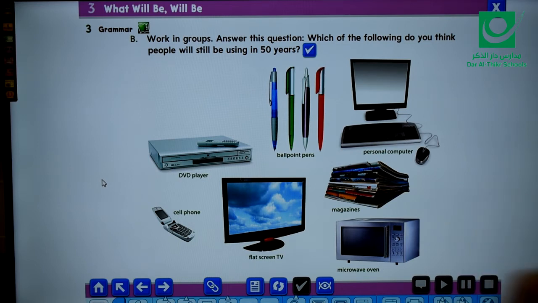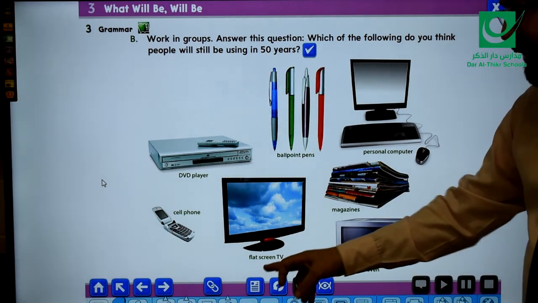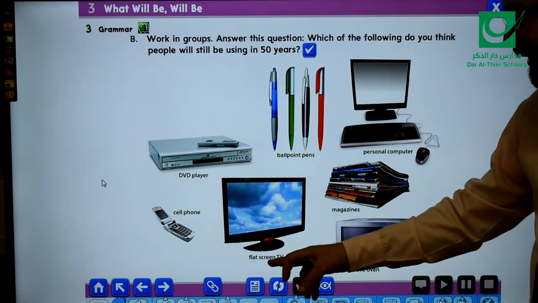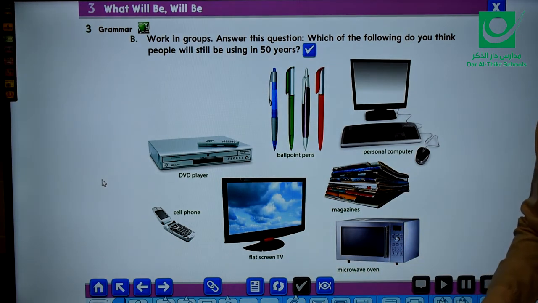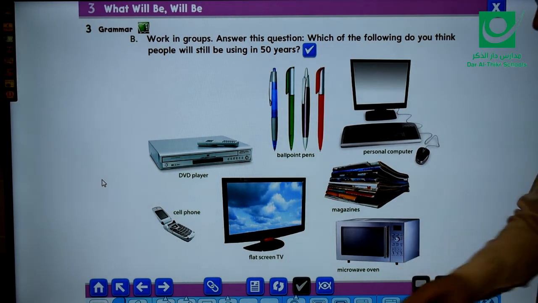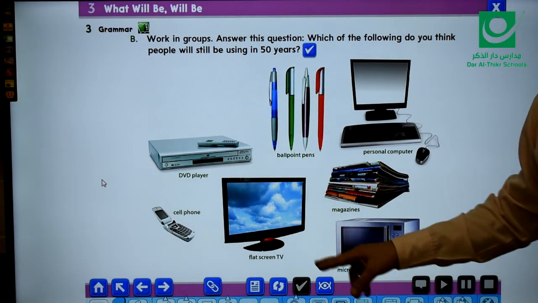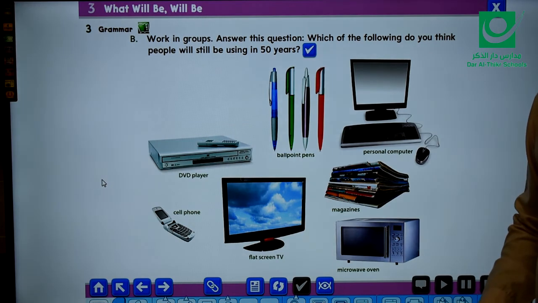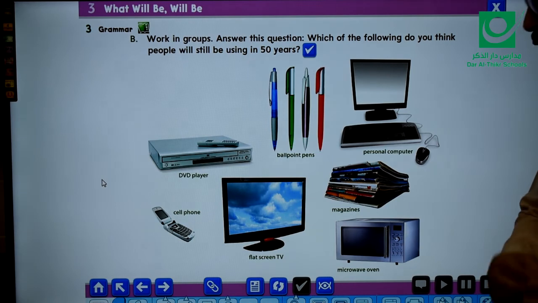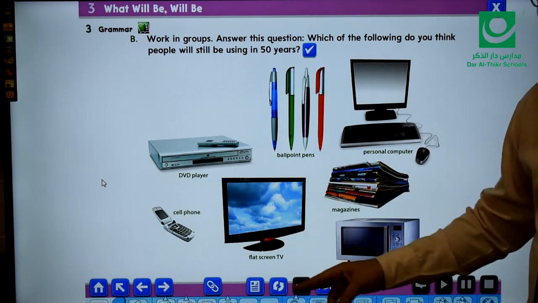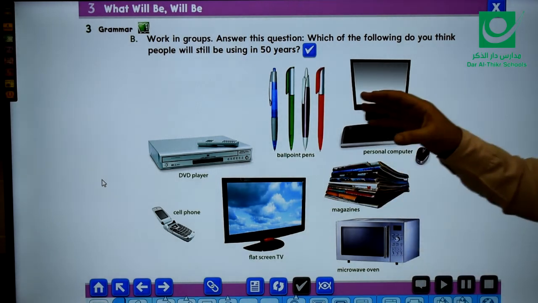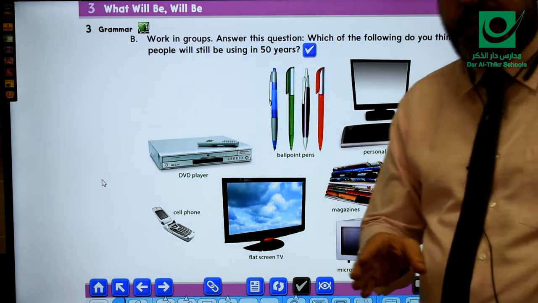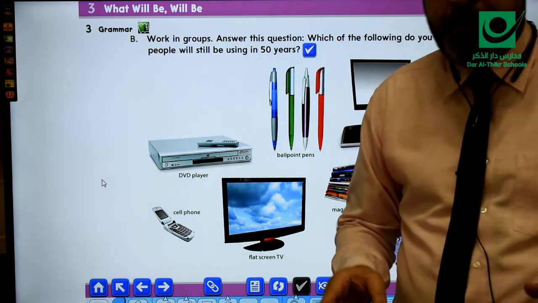Let's look at something else. Yes, what about this one? Flat screen TV. Again, I can say people will start using, the same pattern, flat screen TV. Or I can say people will start watching movies using flat screen TV. As you can see, you can form so many examples here. Please, I want you to do as many examples as you can, and let me see that later, inshallah.